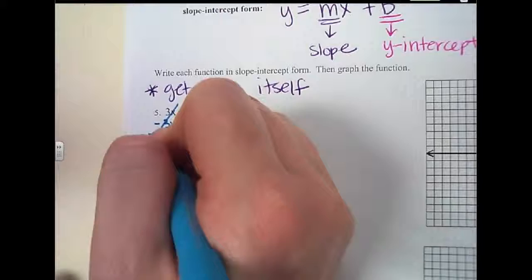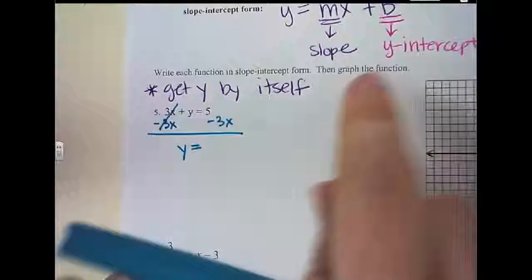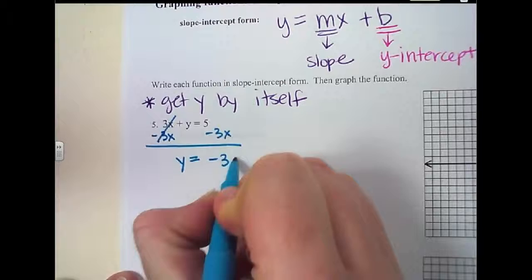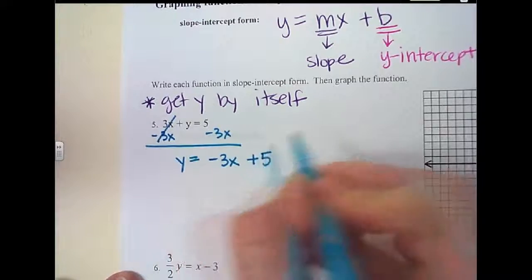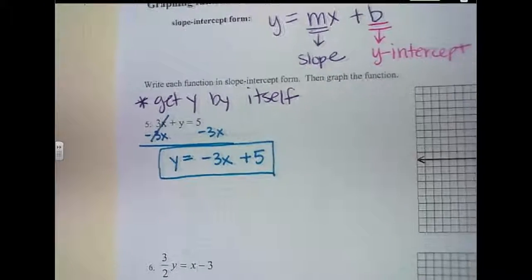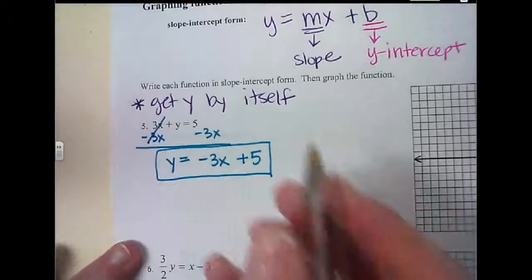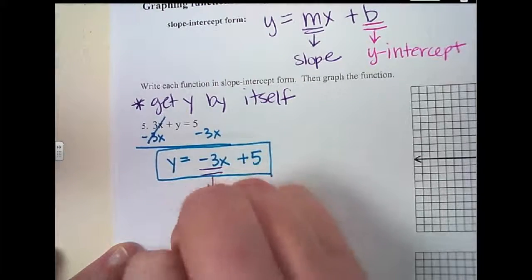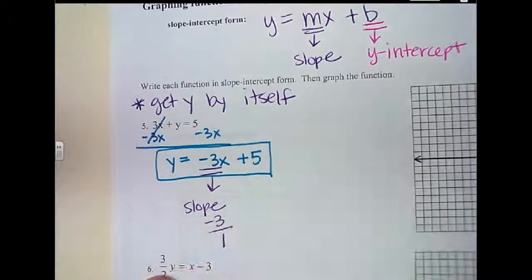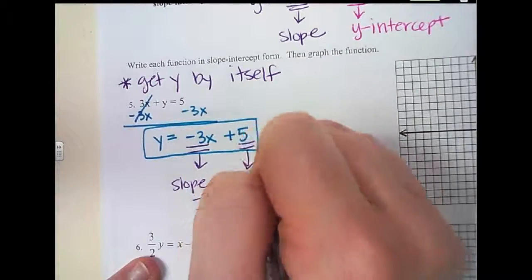So this is gone. Y equals, can I combine these? No. And I want to write it in slope-intercept form, so I put the x first. Because it's a negative 3x, I leave that. And then it's a positive 5. So there's my answer: y equals negative 3x plus 5. Again, this is your slope, so negative 3, I'm going to write negative 3 over 1. And 5 is our y-intercept.